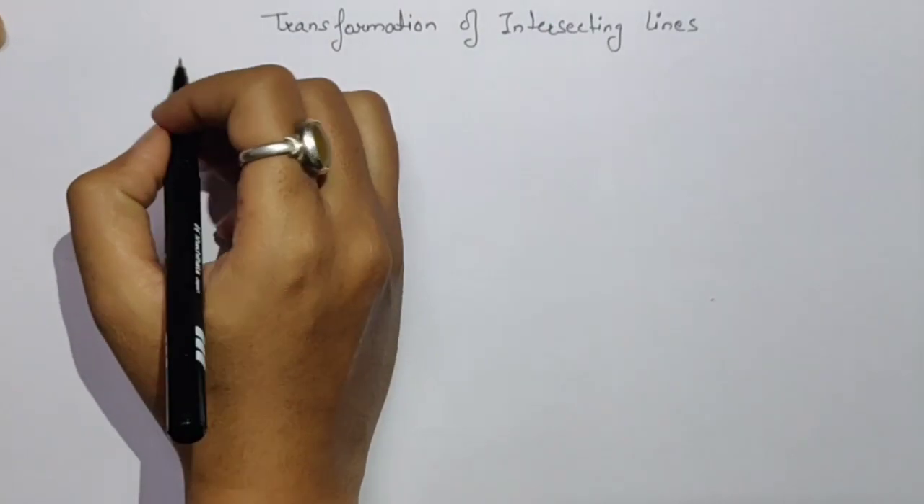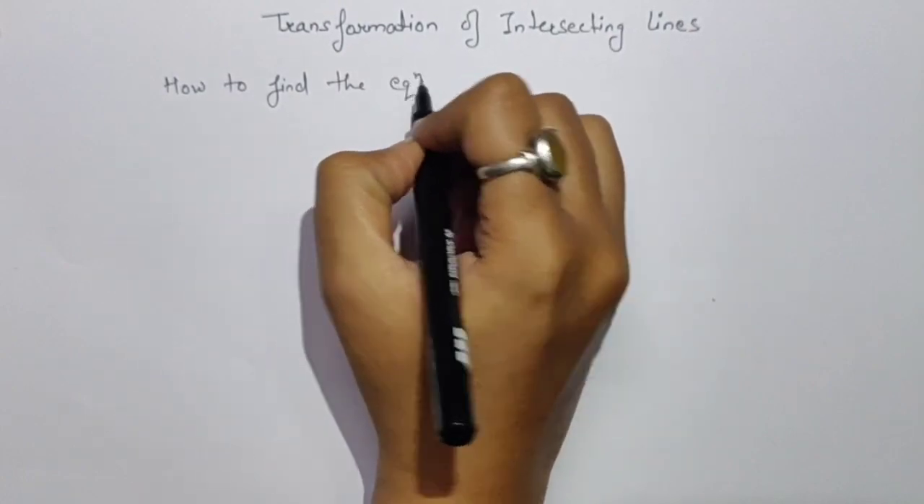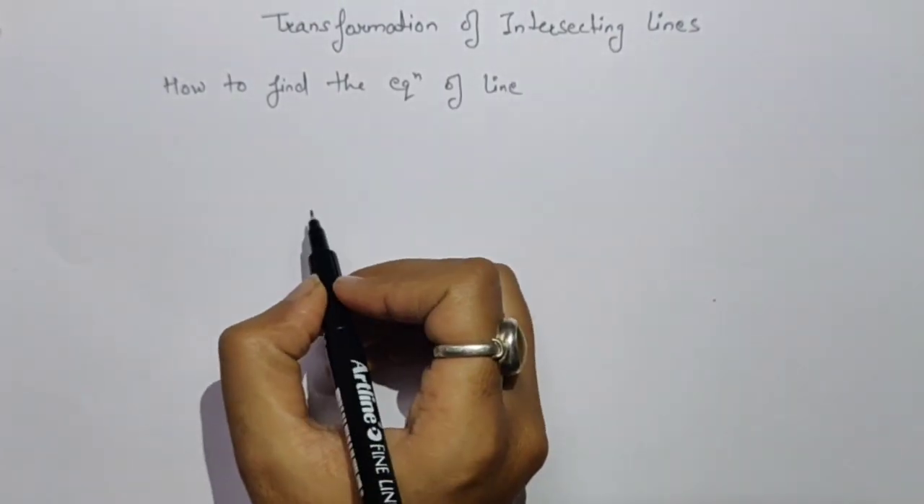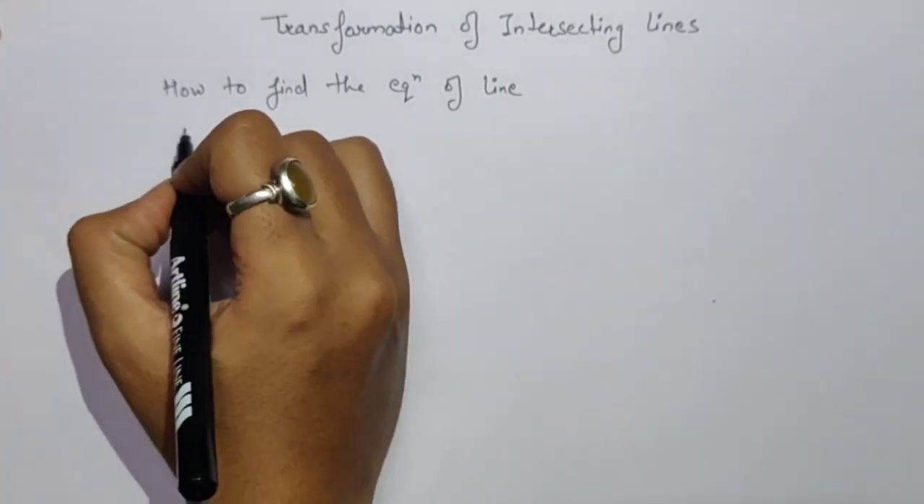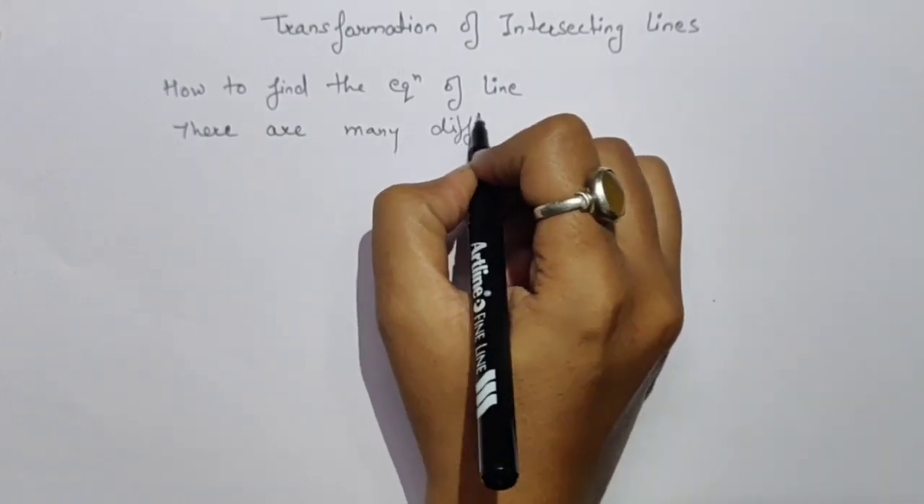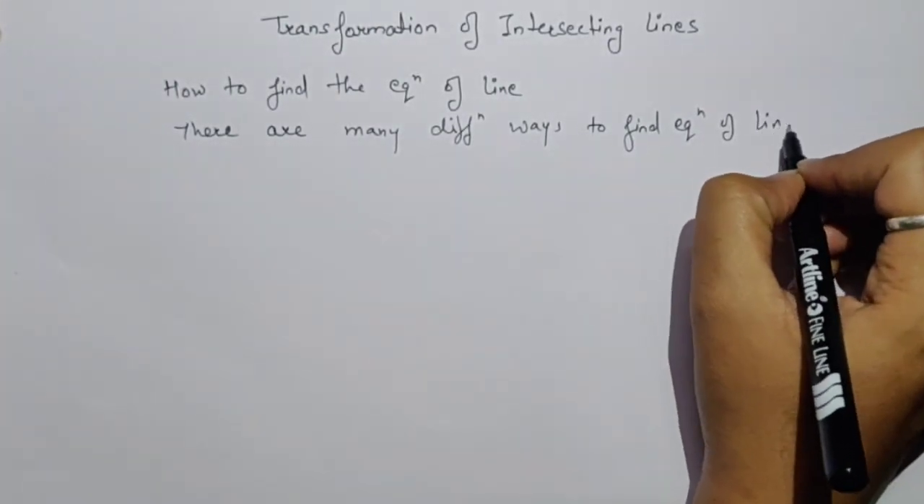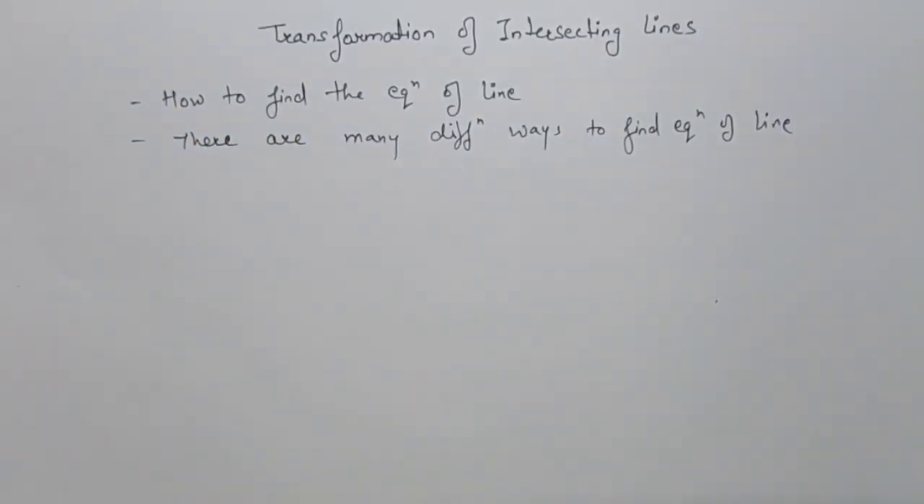So now, how to find the equation of line? This equation of line will be required in the transformation of intersecting lines. So we should know what the equation of line is. To find the equation of line, there are many different ways. Now first we will be seeing the equation of line.